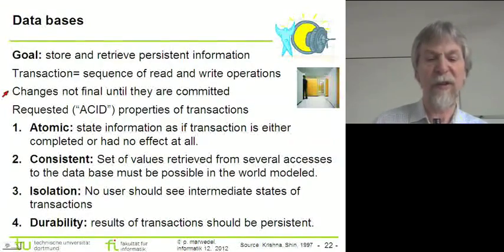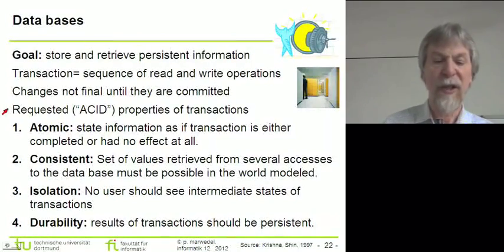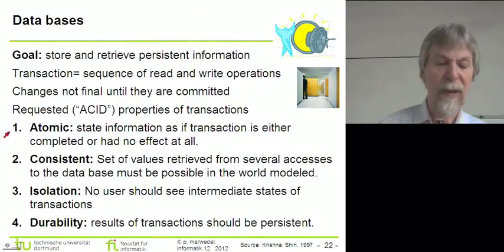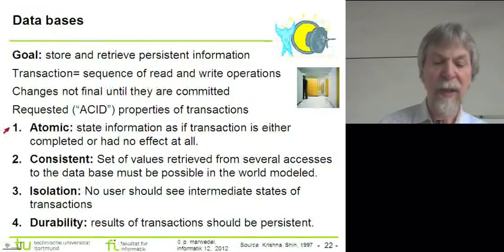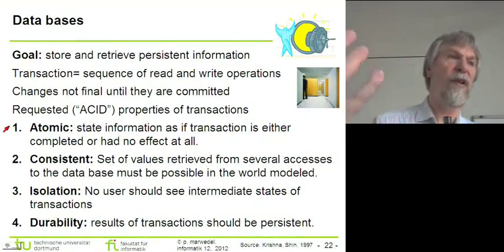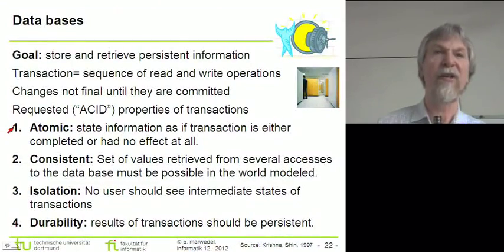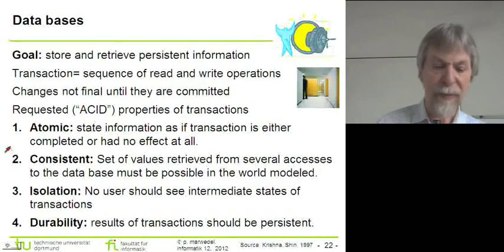For databases, it's very essential that changes are not final until they are committed. And for databases, we would typically request the so-called 4 ACID properties, where the 4 letters stand for the 4 properties that we request. The first is the property that these transactions are atomic. That means if we look at the state of our database, we will always see either a completed transaction or no effect of the transaction whatsoever.